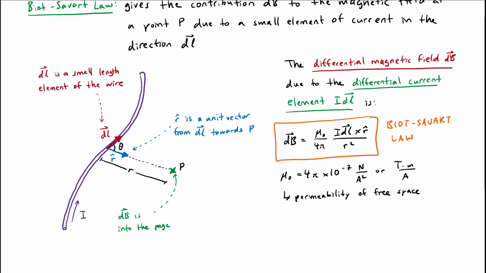So the convention is that you have a dot inside a circle representing a direction out of the page, and an X is going to be into the page.